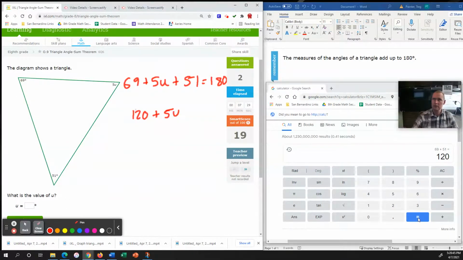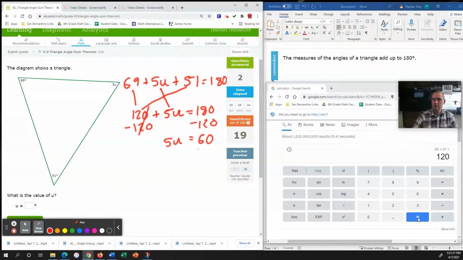All right, so where did the 120 come from? 69 and 51 gave us 120. And the 5u came down right here. There we go. Better. Equals 180. Subtract 120 from both sides to isolate u. So minus 120 minus 120. 120 is out. We have 5u equals 120 subtracted from 180, which is 60.